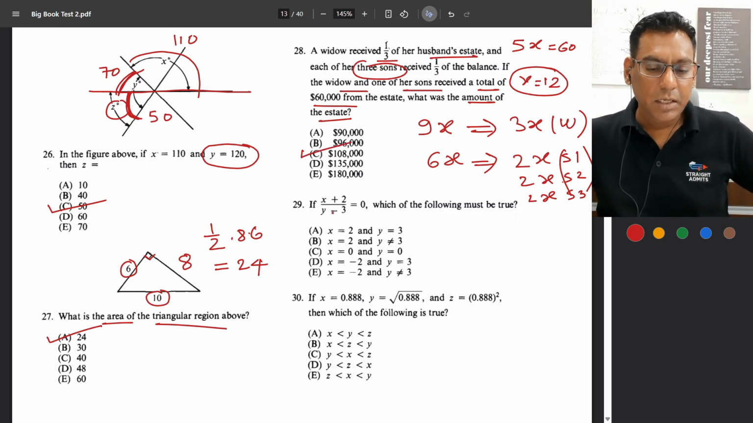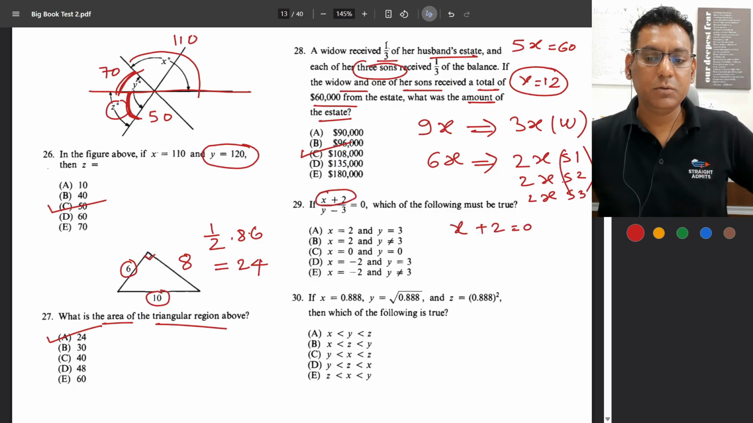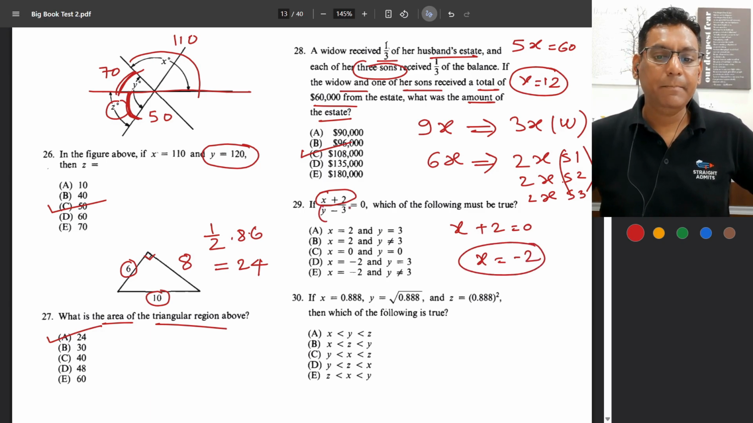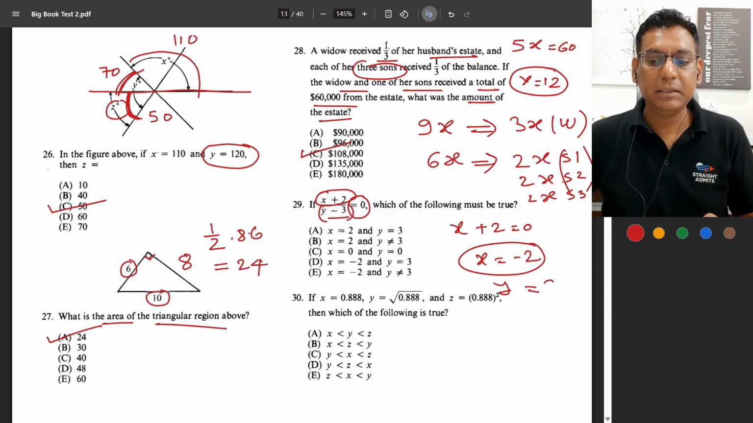Straightforward. If (x plus 2) divided by (y minus 3) is equal to 0, which of the following must be true? Okay, so whenever we have something equal to 0, the numerator has to be 0. So x plus 2 is equal to 0. So x has to be minus 2. And whenever we divide by something and that has a properly defined number, a rational number, the denominator cannot be 0. That means y cannot be 3. These are the two things that I can derive from here.